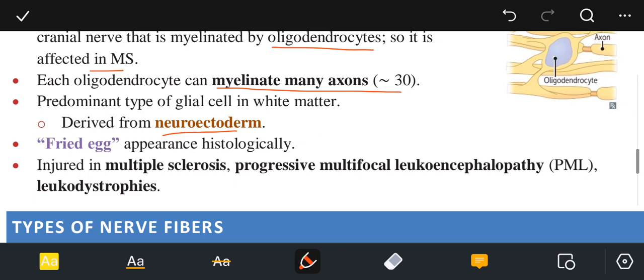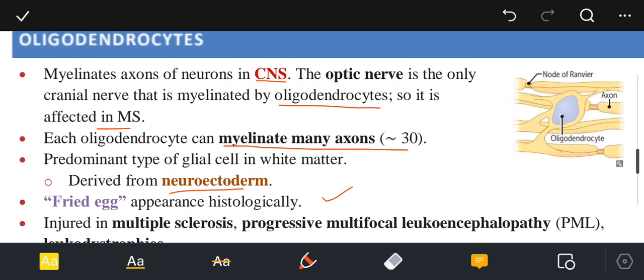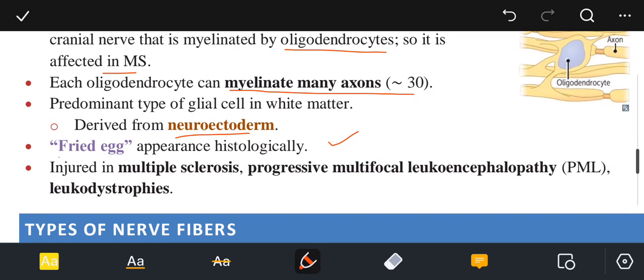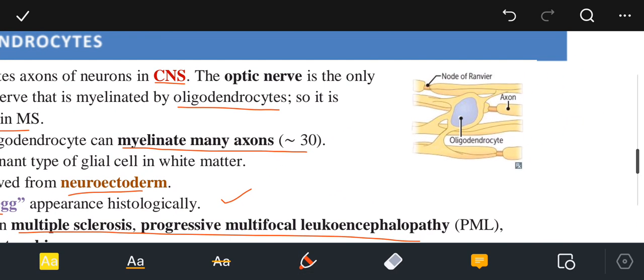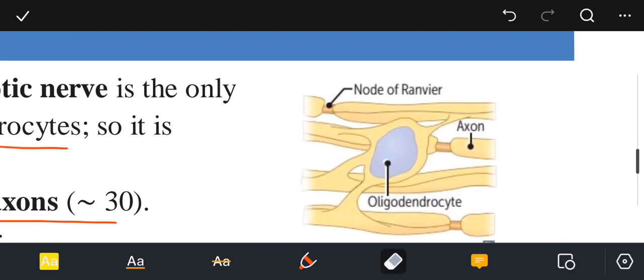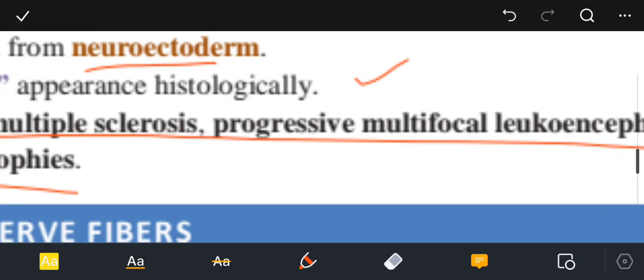Fried egg appearance histologically. So oligodendrocytes have a fried egg cell appearance. There are some tumors associated with oligodendrocytes called oligodendrogliomas, and they also have a fried egg appearance on histology. They are injured in multiple sclerosis, progressive multifocal leukoencephalopathy, and leukodystrophies. Then over here we can see this is a node of Ranvier, then we have the axon and the oligodendrocyte.